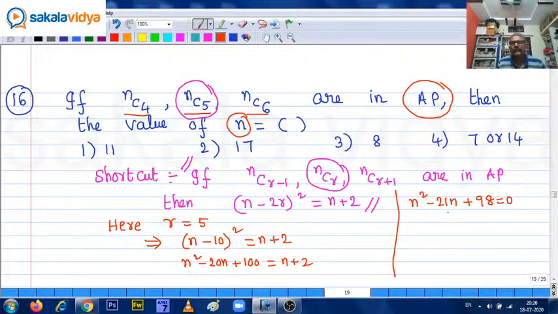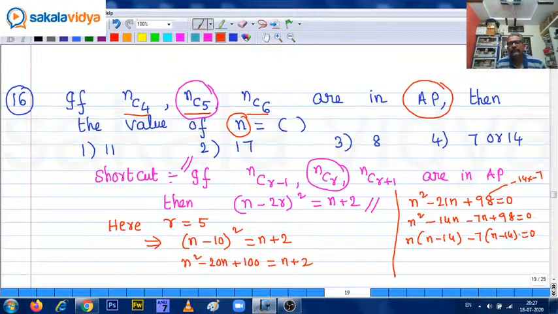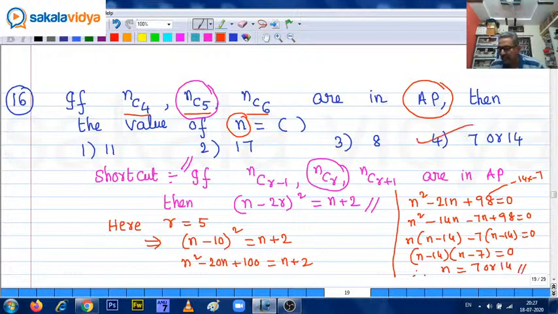Now n square minus 21n plus 98 equals 0. The factors are minus 14 times minus 7. We can split the middle term as n square minus 14n minus 7n plus 98 equals 0. So n common, n minus 14, minus 7 common, n minus 14 equals 0. So n minus 14 times n minus 7 equals 0. Therefore n equals 7 or 14. That means fourth option is the right option.